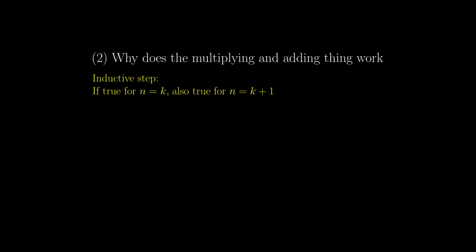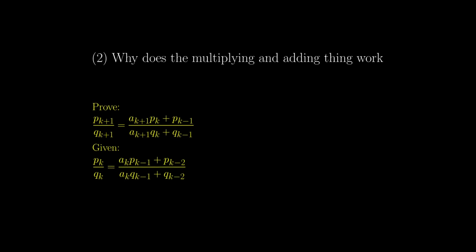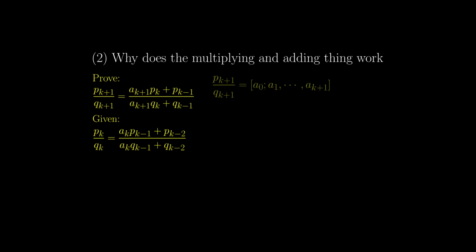For the inductive step, remember that we want to prove the case for n equals k plus 1 based on the assumption that it is true when n equals k. Now, like what we did for the base case, write down the definition of P(k+1) over Q(k+1), which can be written like this. Rewrite the continued fraction in the denominator as shown. This is for less ambiguity when we move on. We can write this fraction to be a new Pk over Qk.